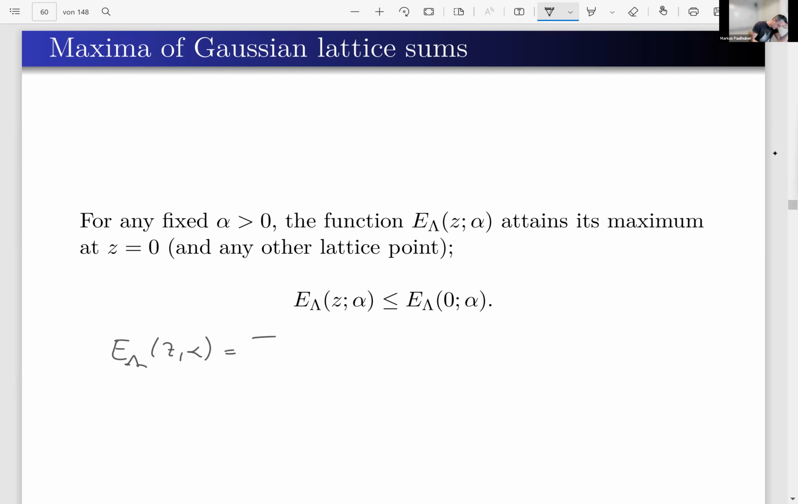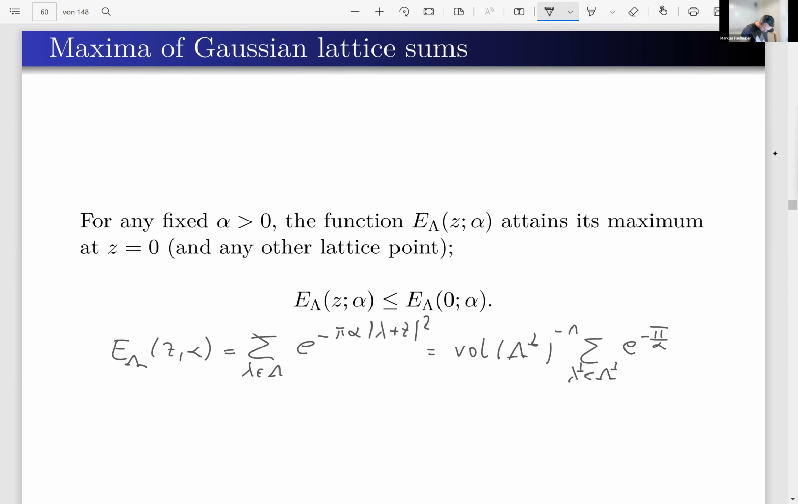So this was by definition the sum over all lambda in the lattice of e to the minus pi alpha absolute value of lambda plus c squared, which by the Poisson summation formula, doesn't matter which one, let's take the classical version, is the same as the volume to the minus 1 times the sum over the adjoint lattice of e to the minus pi over alpha. Let's assume the volume is 1.